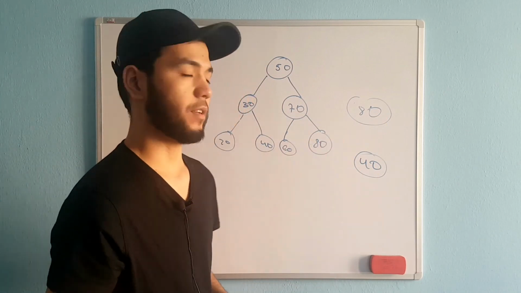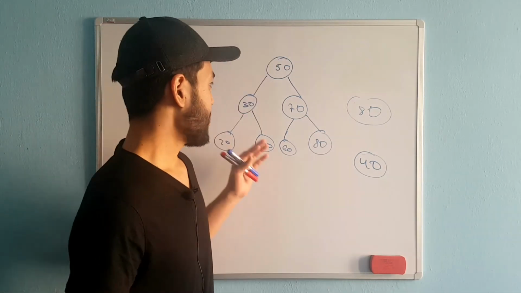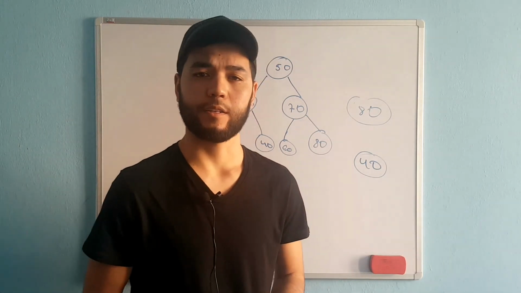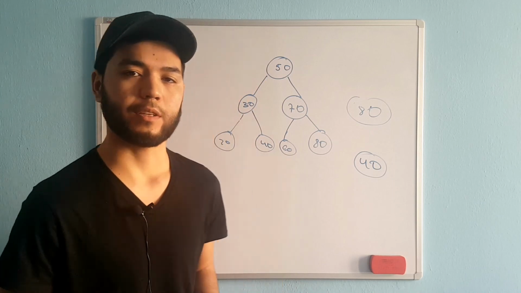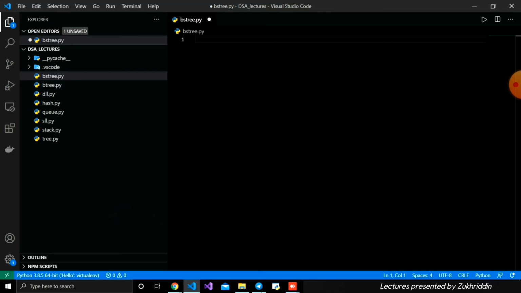Okay, therefore the time complexity is log n. For deleting also the time complexity is log n. Okay, and this is all about the binary search tree. And let's switch to VS Code. Let's implement a binary search tree based on the linked list. Okay, let's do it. Let's create our binary search tree based on the linked list.